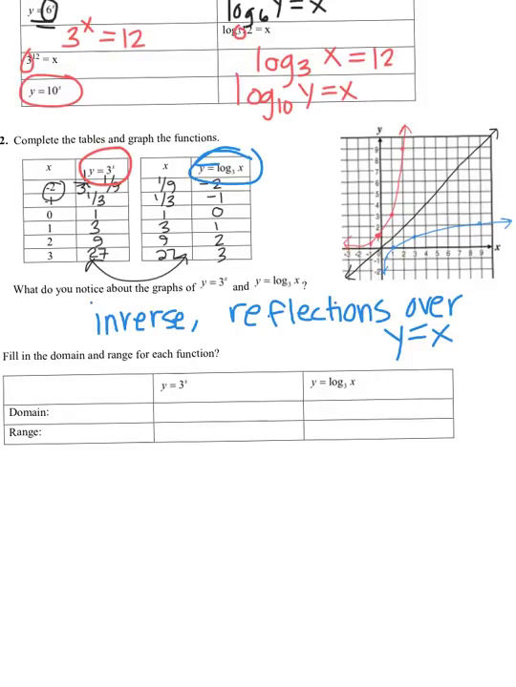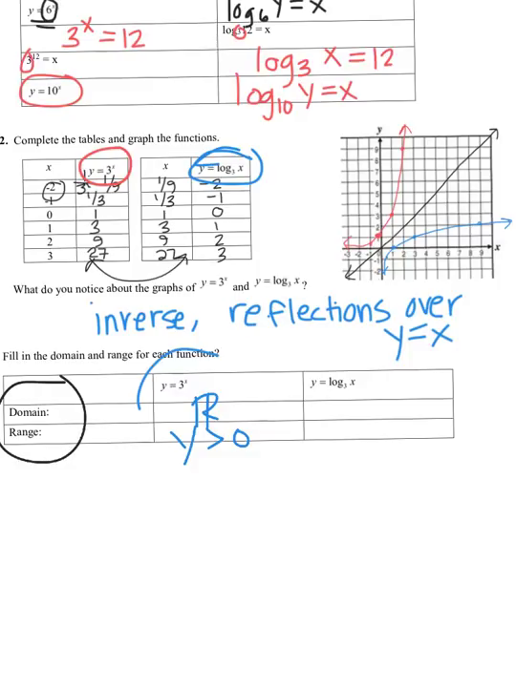So the domain of the exponential function is going to be all real numbers. The domain is going left and right infinitely. So the domain for the exponential function is all real numbers. And the range, because there's an asymptote at y equals 0 for the exponential function, is going to be y is greater than 0.